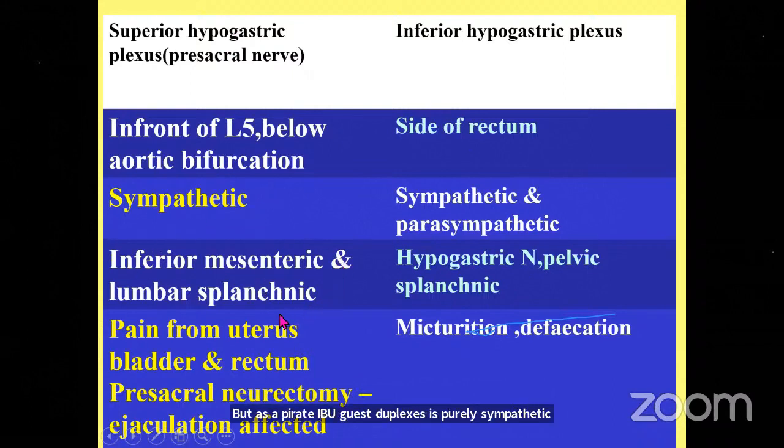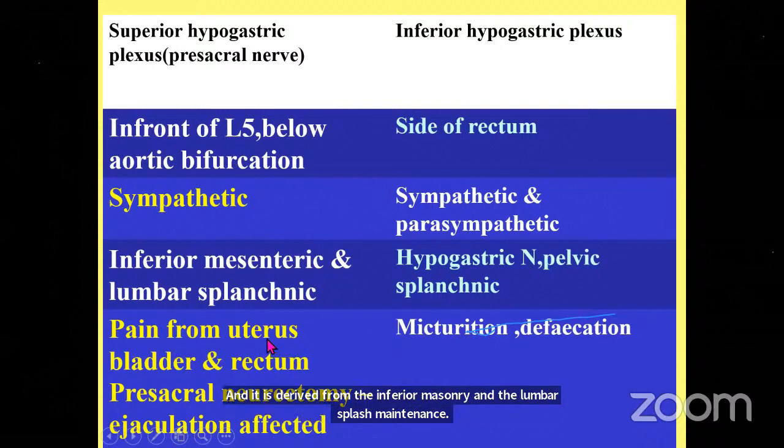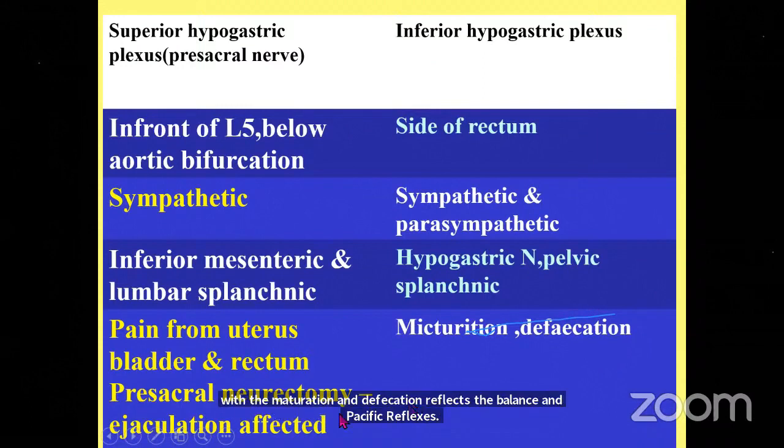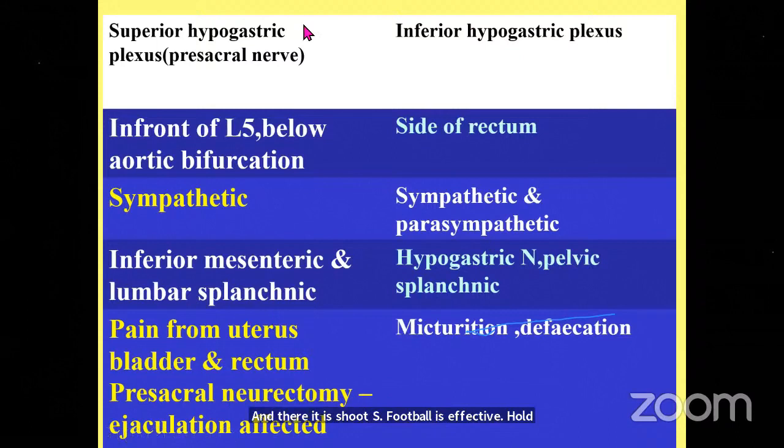And it is derived from the inferior mesenteric and the lumbar splanchnic nerves. And what is it dealing with? It is dealing with the pain from the uterus, bladder, rectum, whereas the inferior hypogastric plexus is dealing with the micturition and defecation reflex, the parasympathetic reflexes. Now, presacral neurectomy is when you deal with the superior hypogastric plexus, and there it is 'shoot' S. So ejaculation is effective. Hope this concept is clear.